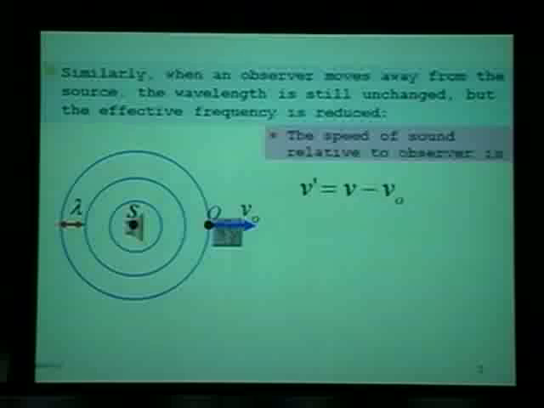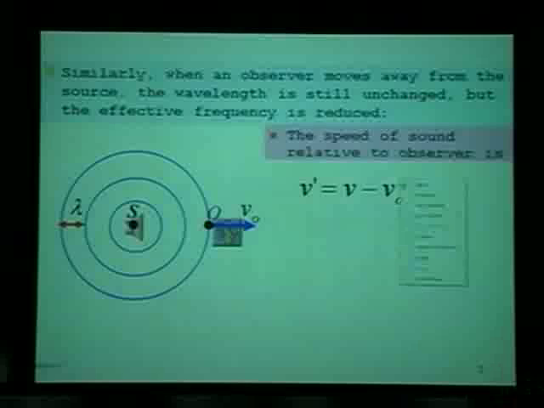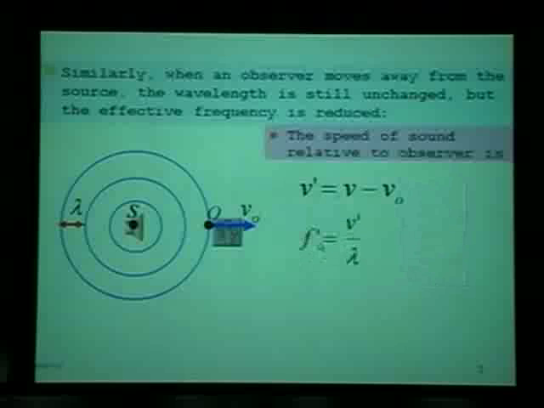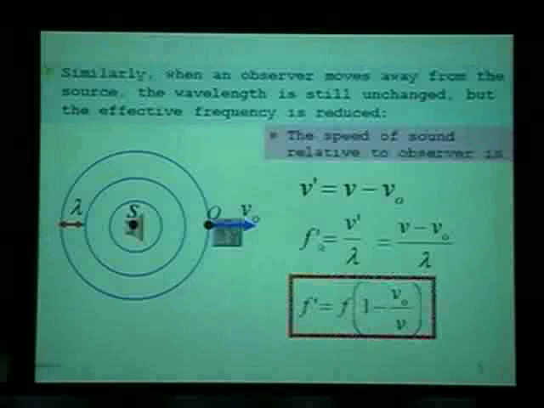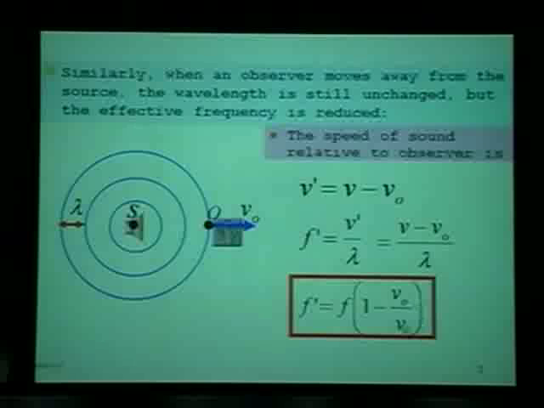What I could say is by me moving away, I've effectively reduced the speed of sound by my velocity. The actual speed of sound would be v, which we know to be 343 meters per second, minus my velocity, whatever that is. So, the observed frequency, with a little bit of algebra, is the actual frequency times 1 minus the fraction of my velocity to the velocity of sound.